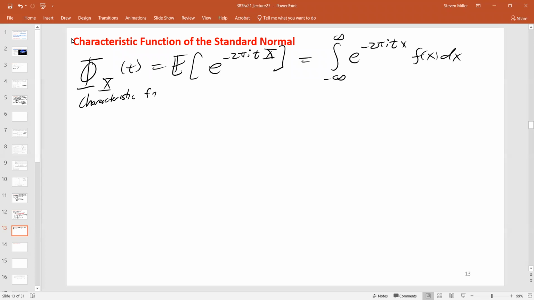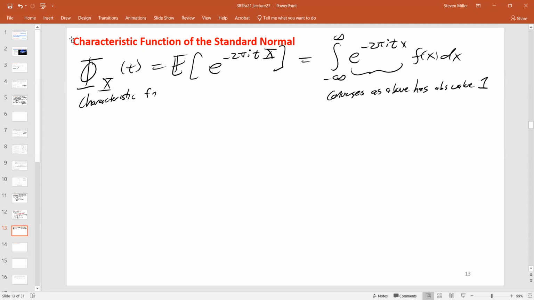And it's going to be useful because it converges. So we've talked about why this converges. It converges as above, as the integrand has absolute value 1. So because it has absolute value 1, this integral converges.